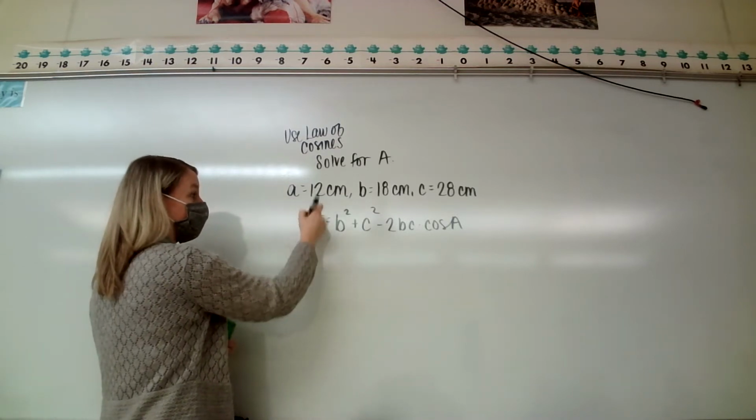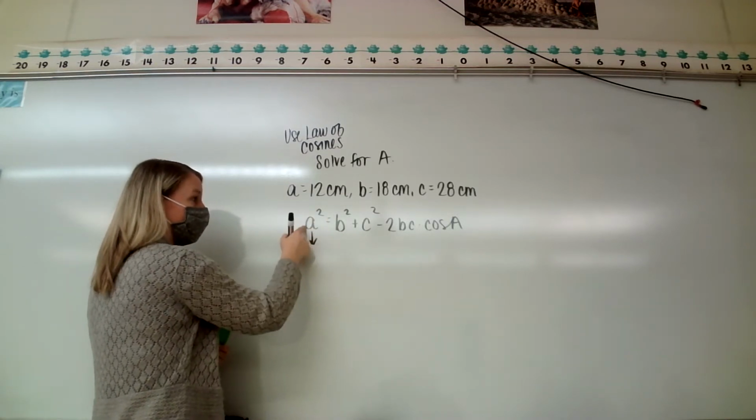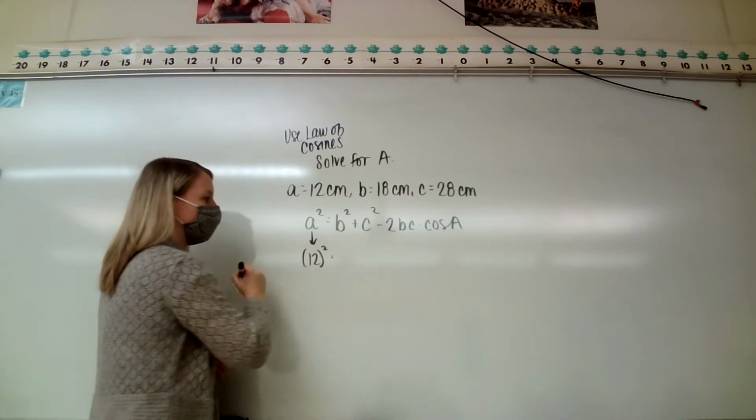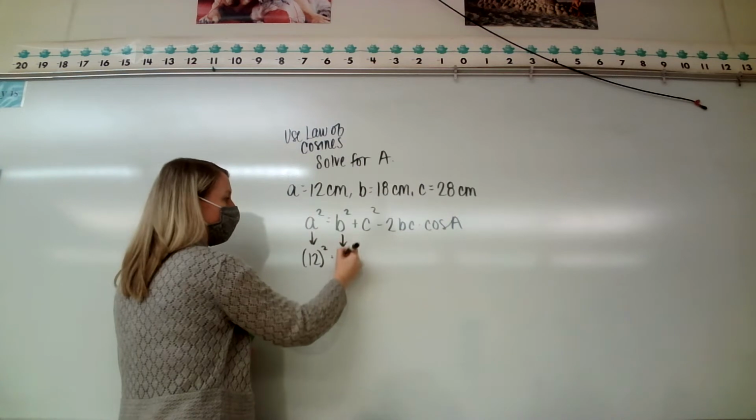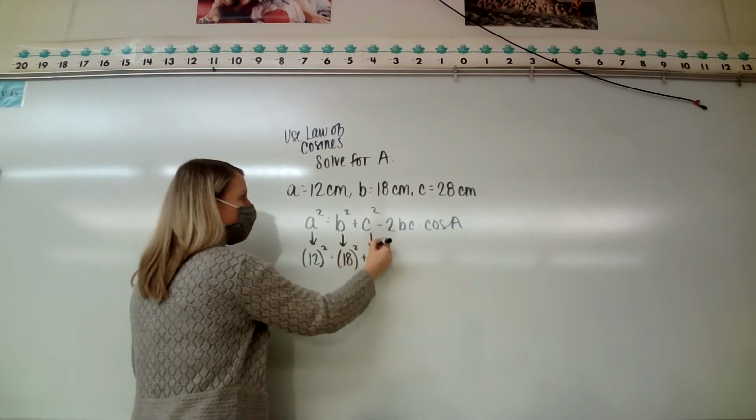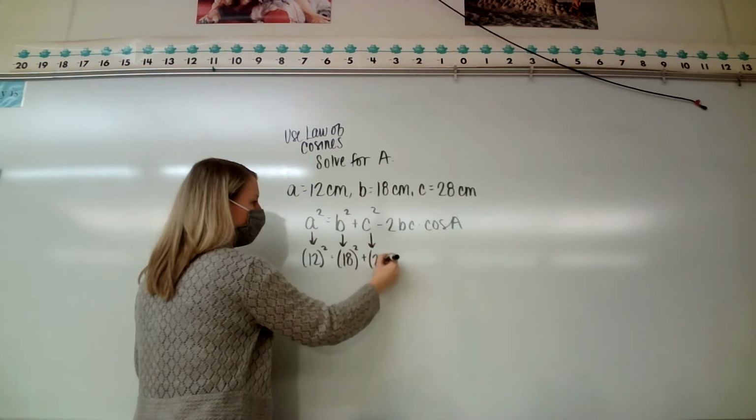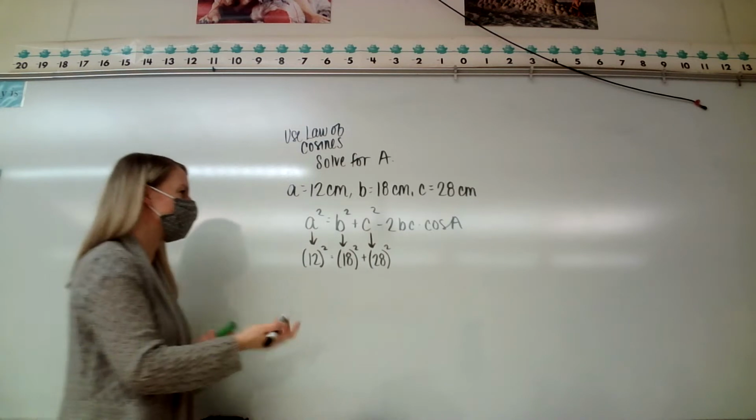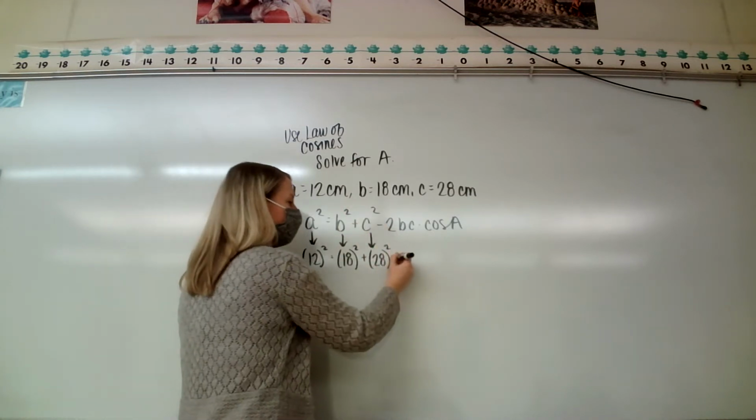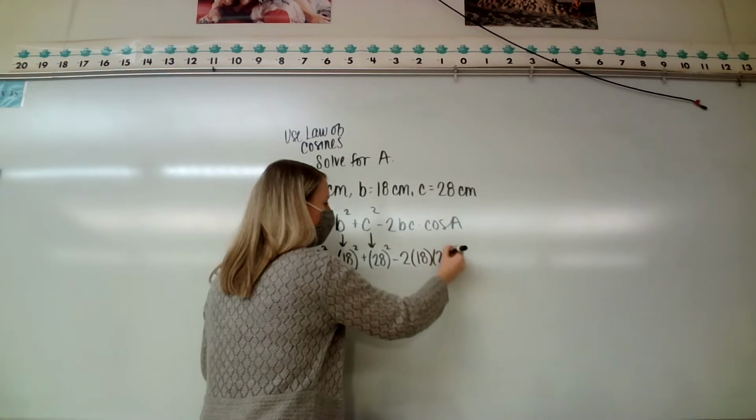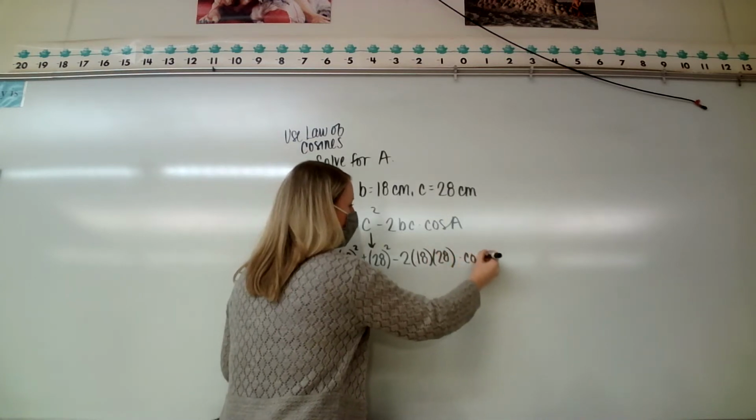So this time, I actually know side A. I feel like that's usually what we're solving for. So that's a little different, just throwing something on that side. Side B is 18, so that would be 18 squared. Side C is 28. I'm a parenthesis user. You don't necessarily need the parentheses because nothing's really negative, but when you're a math teacher, you like parentheses. And then times cosine A.